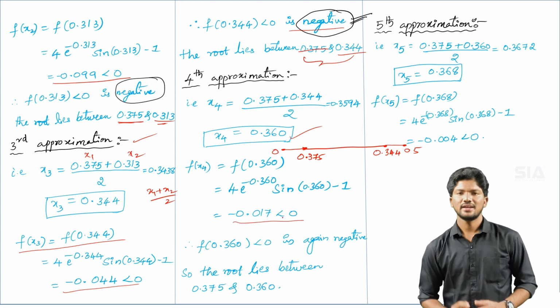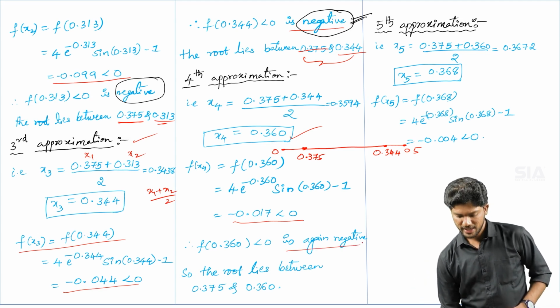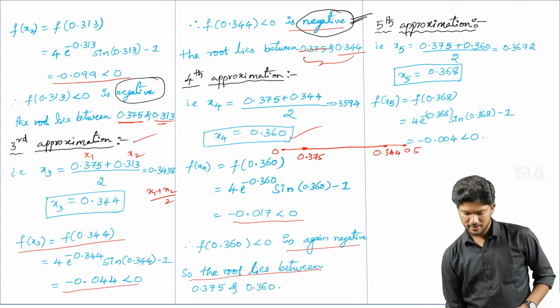Again here you will get less than 0. Again you are getting negative only. Therefore it is again negative. So therefore the root lies in between.